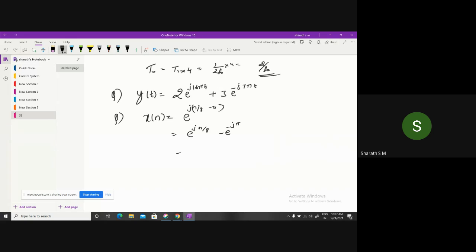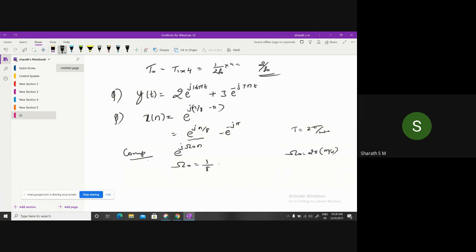For a discrete signal, we need to compare with e power j omega naught n. So what's the value of omega naught here? 1 by 8. For continuous periodic signals, we calculate T is equal to 2 pi by omega naught. For discrete signals, omega naught should be a rational multiple of 2 pi, that is 2 pi into m by n. We need to write it in this format.